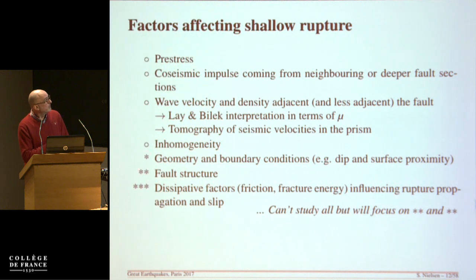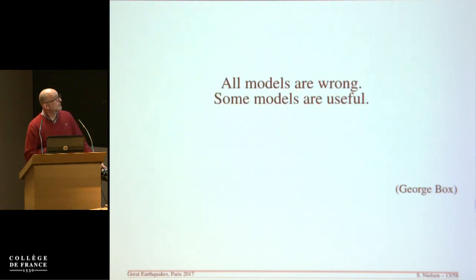Now, inhomogeneity plays a role, and the last three arguments are those that I'm going to develop more today: the geometry, the boundary conditions, the fault structures, and especially the dissipative factors. So now just an apology here, because some models are very simple. All models are wrong, some models are useful. That's a statistician that said that. I tend to favor very simple models, even if they're more wrong, because sometimes they're more useful to understand what's going on.